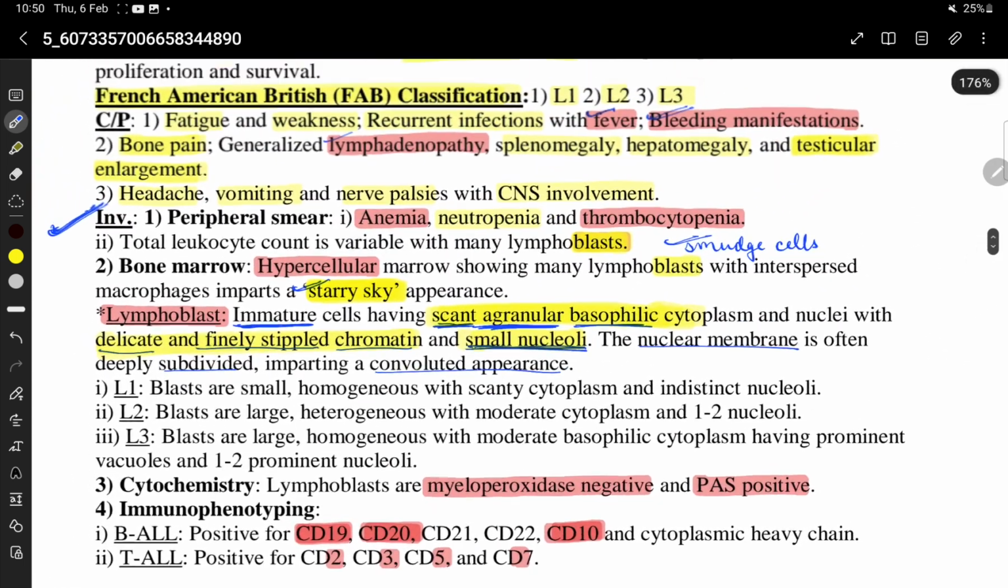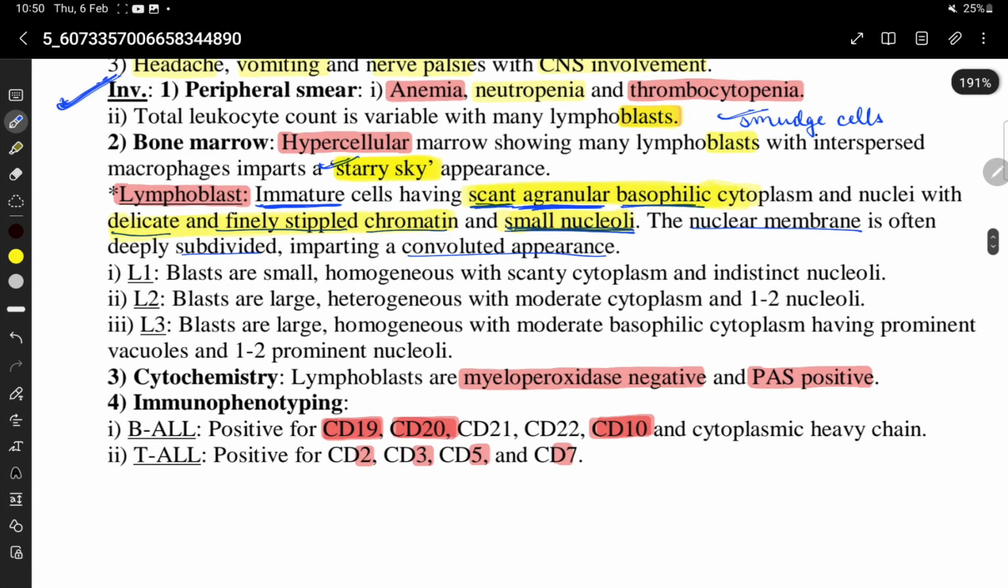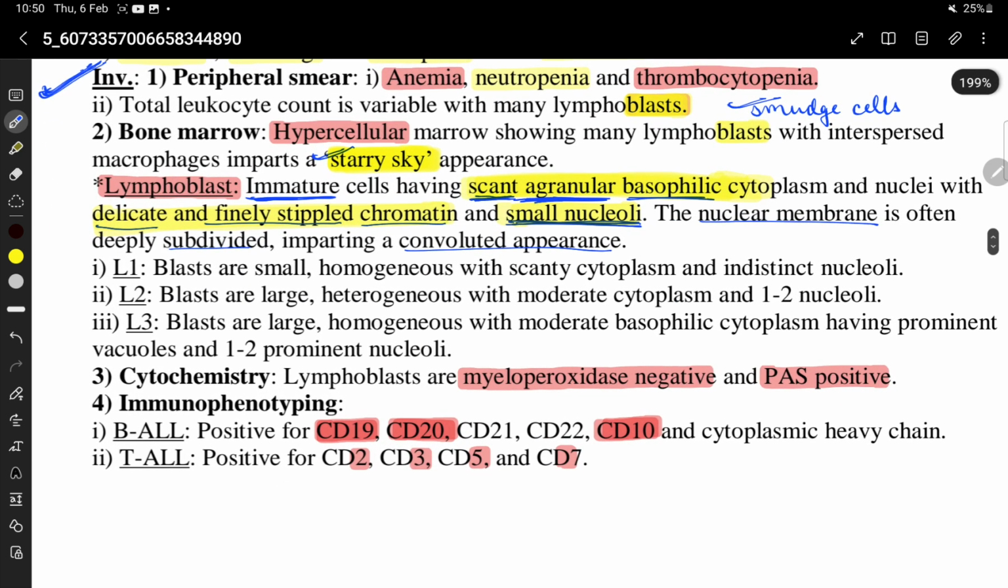So according to FAB classification, ALL is of three types: L1, L2, L3. L1 blasts are small, homogeneous with scanty cytoplasm and indistinct nucleoli.